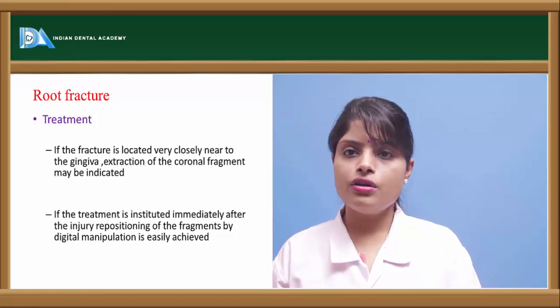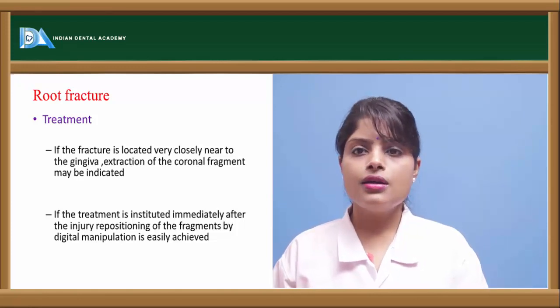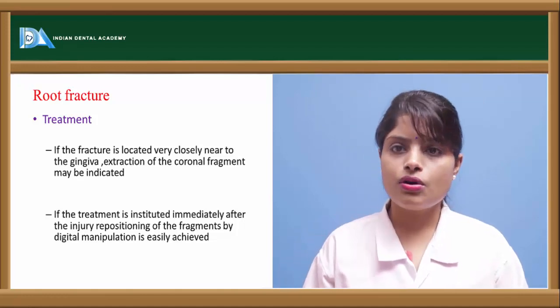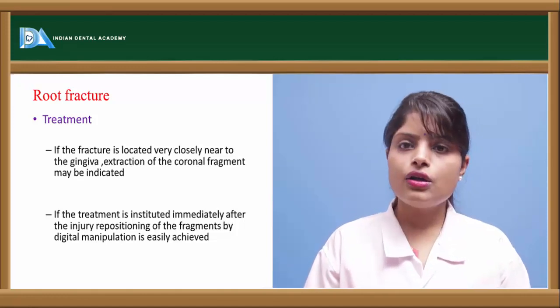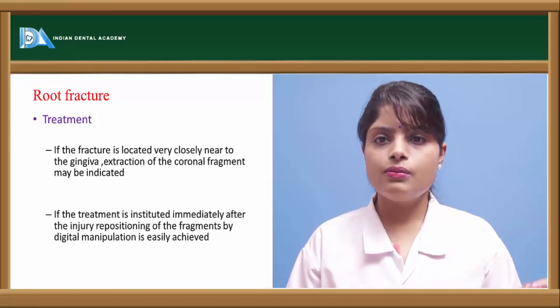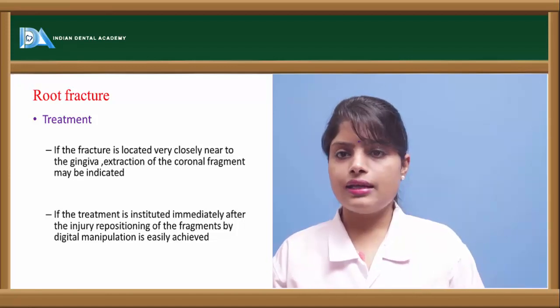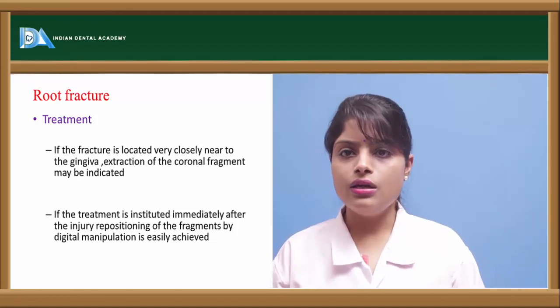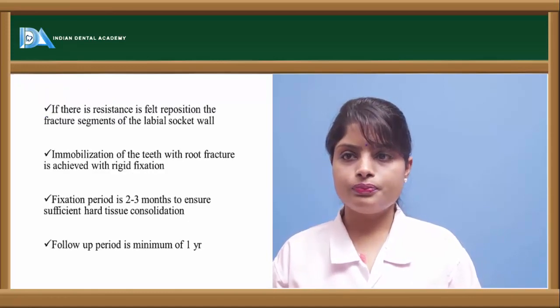If the coronal fragment is separate, it should be extracted because it has a poor prognosis. And then an apical third of the root can be left over as such if a slight apical portion is fractured. Then in the middle third, the tooth needs to be root canal treated.